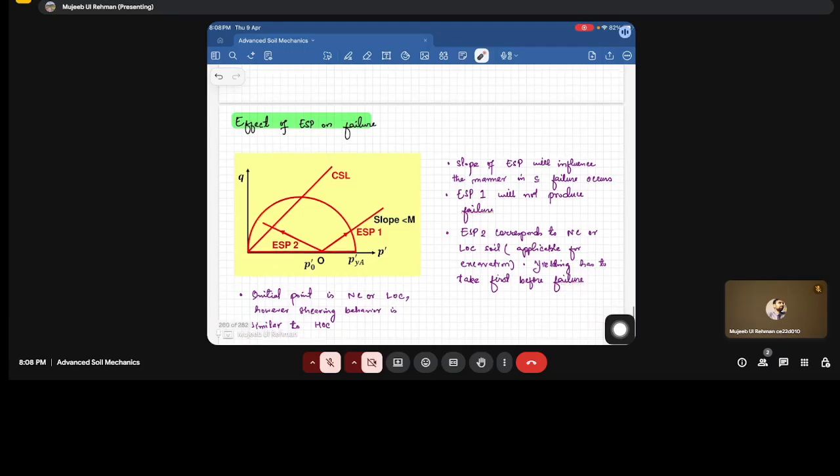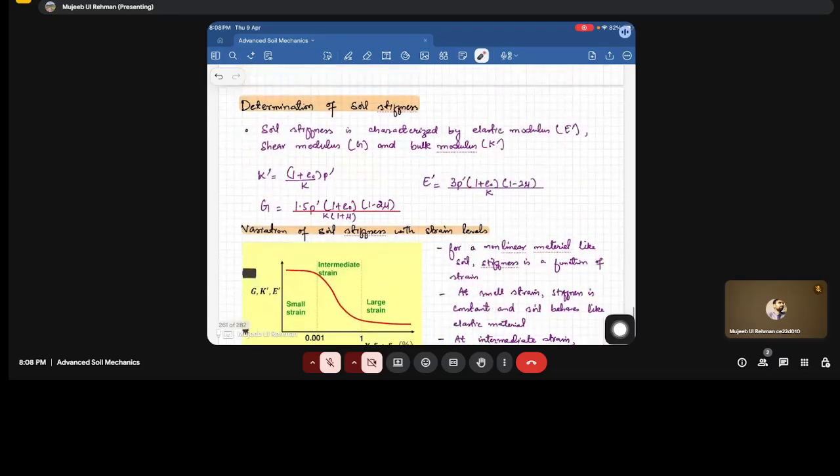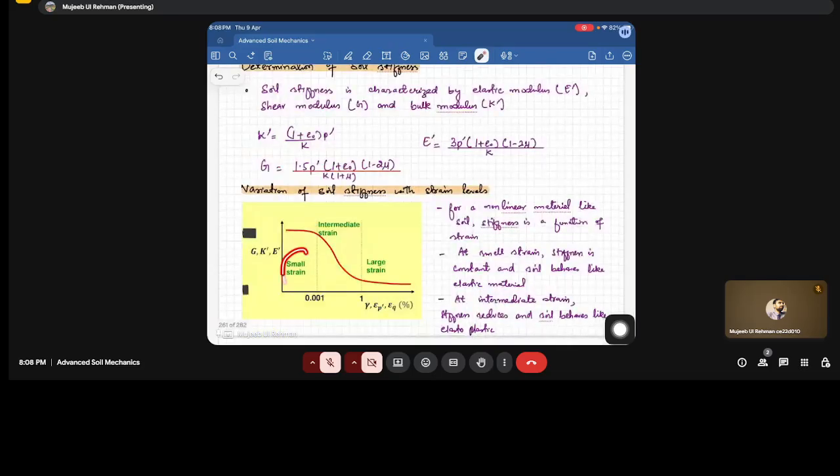So the slope of ESP will influence the manner in which the failure occurs. Then determination of soil stiffness, these three equations. Then the variation of soil stiffness, three zones were determined: small strain, intermediate strain, large strain. Elastic response, there's a lot of degradation in the intermediate strain, and in large strain it reaches the critical state while there will be a plastic flow.